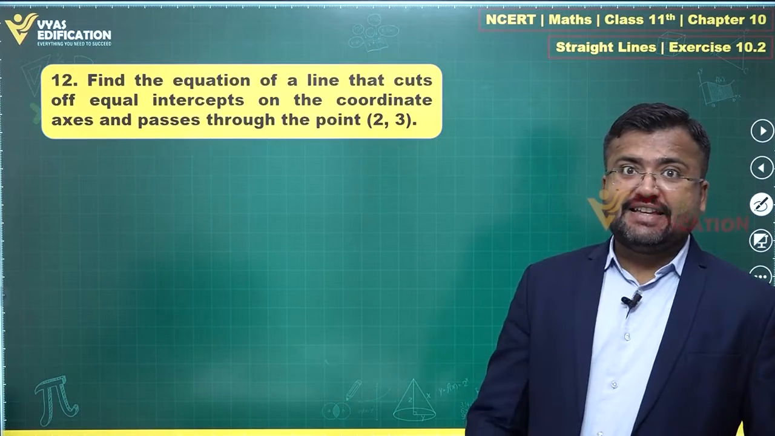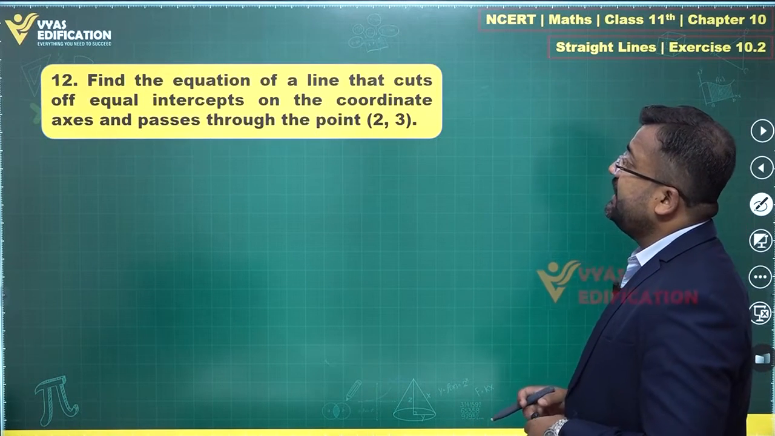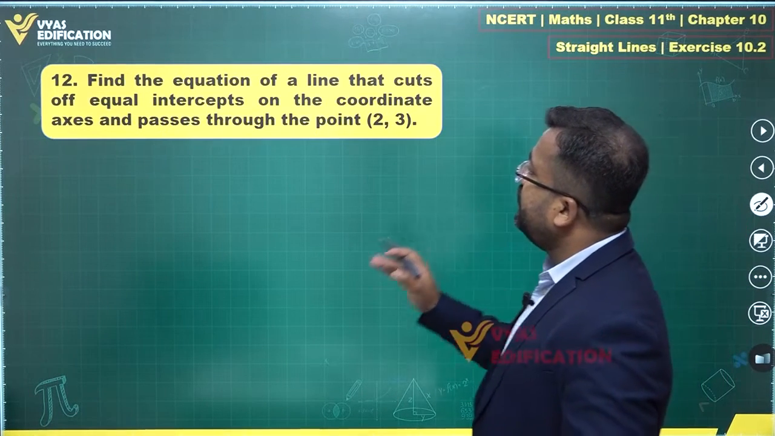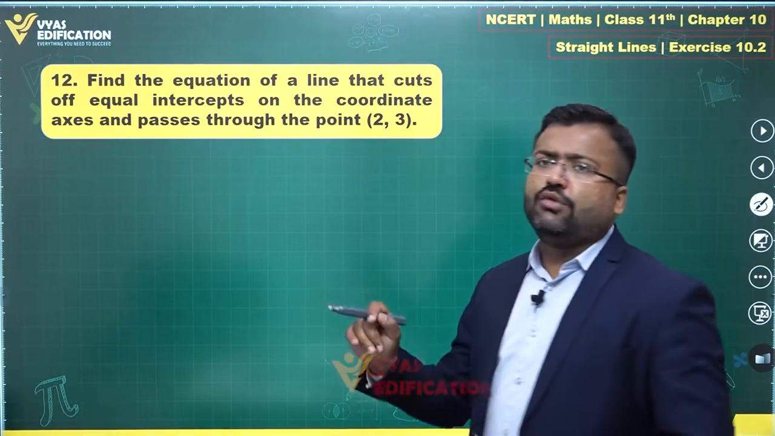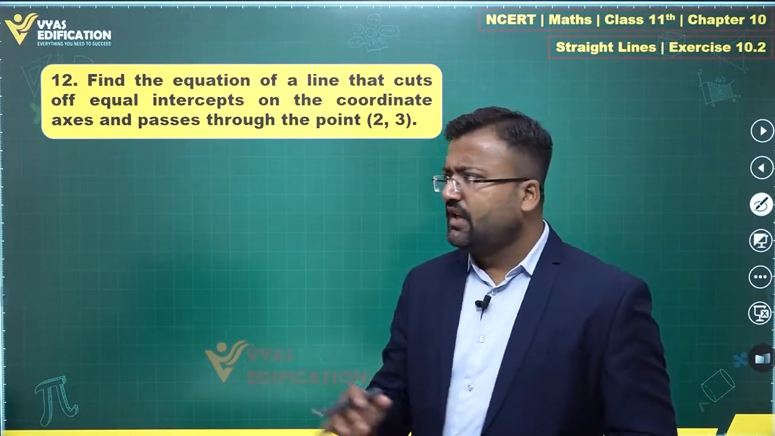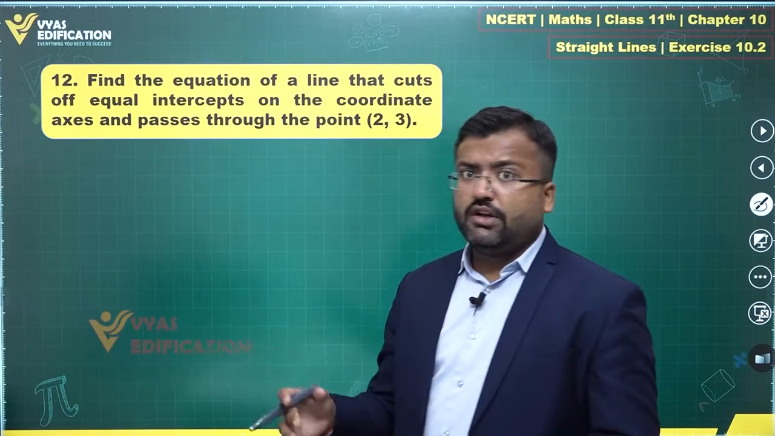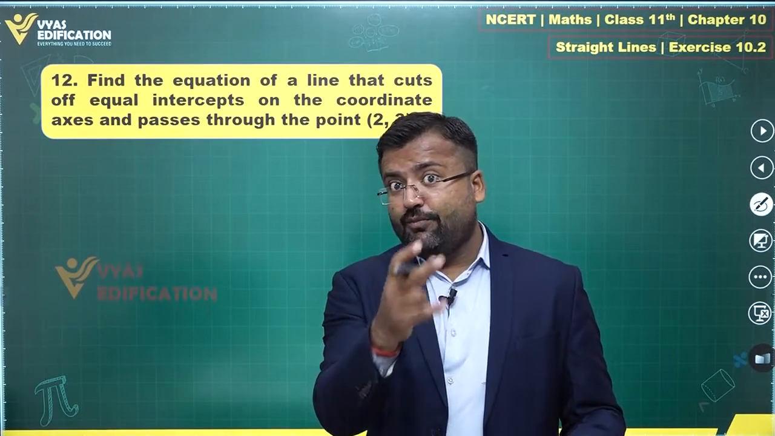Question 12 says: find the equation of a line that cuts off equal intercepts on the coordinate axes and passes through the point (2, 3). How do we deal with this one? You're given one point, but you're not given anything else. Or are you? Yes.